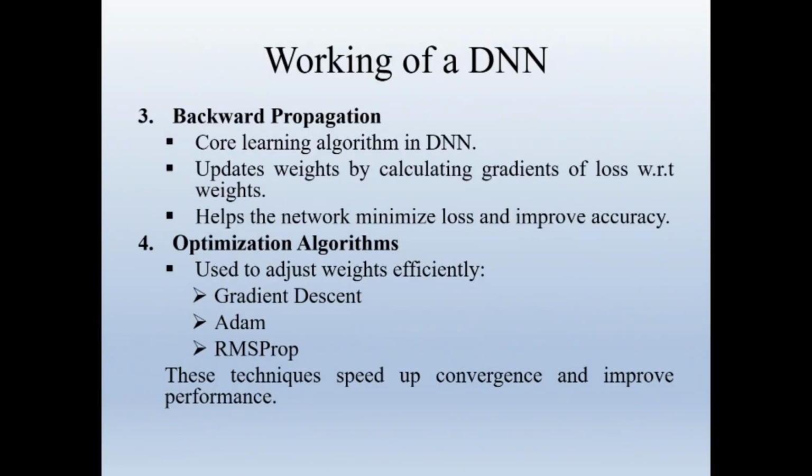I have already told you about forward propagation, and the backward propagation is just like backtracking. It goes from the output layer to the input layer. That's what comes here, to get higher accuracy. It works by calculating the gradient of the loss with respect to the weights, so the network minimizes loss and improves accuracy. Next, the optimization algorithm is used in adjusting weights, right?